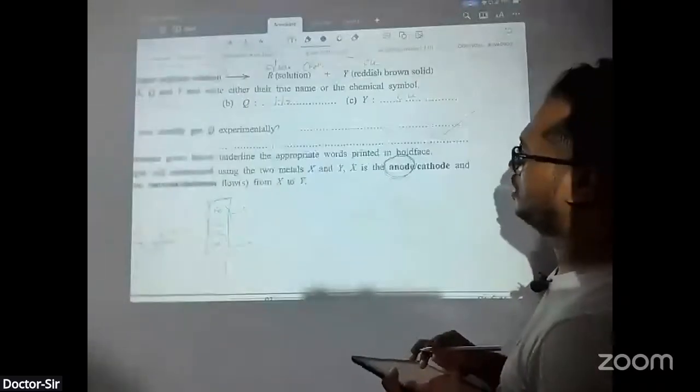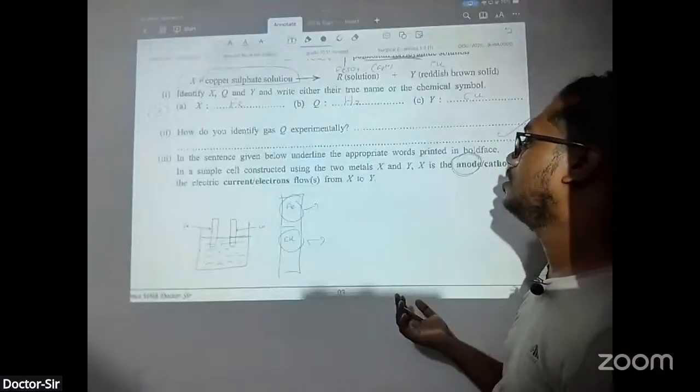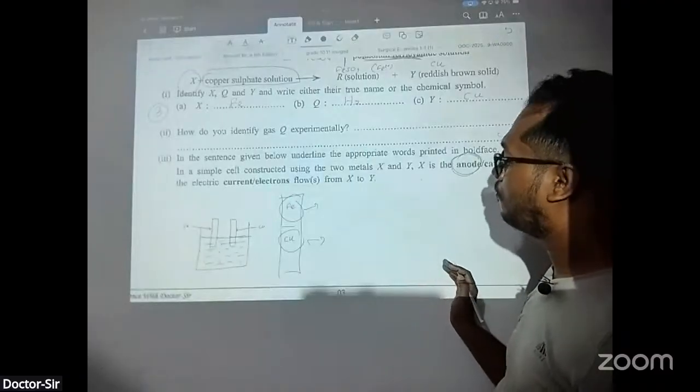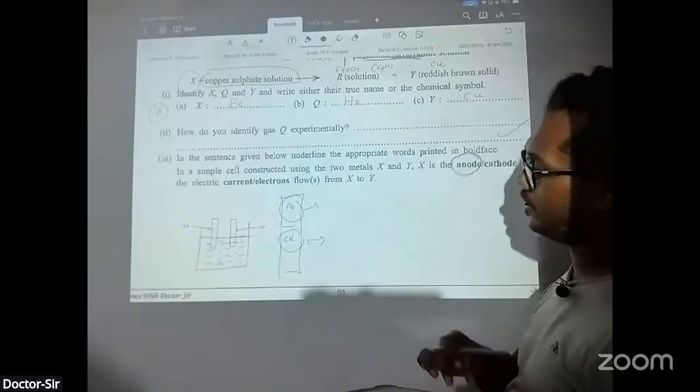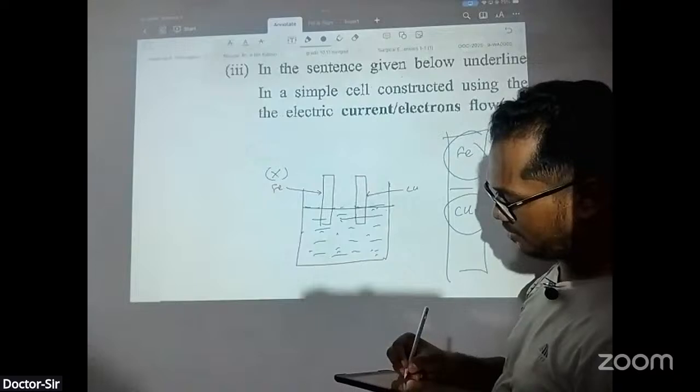Now, then, electric current or electron flow from the X to Y. So X to Y.